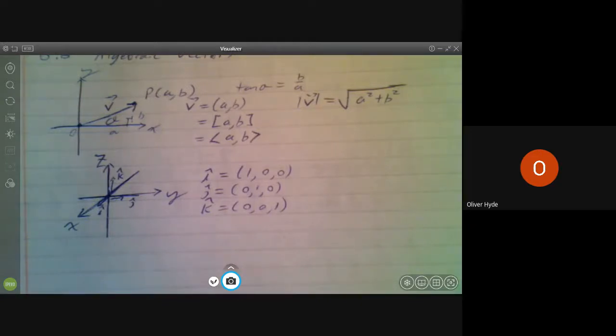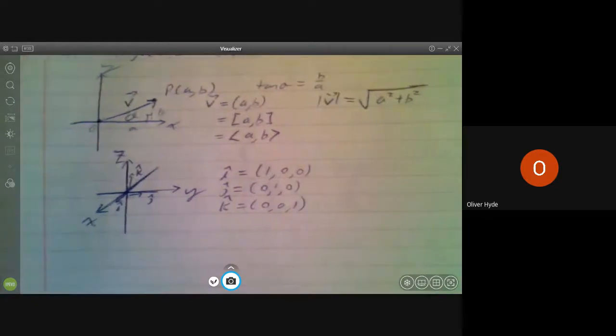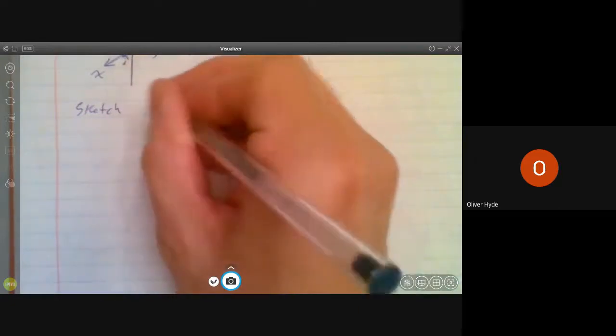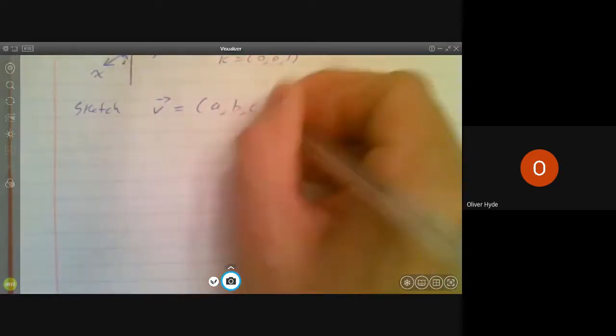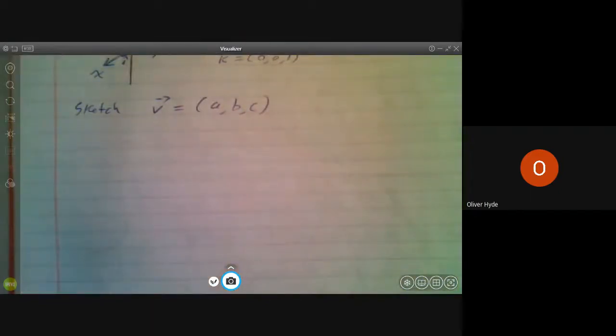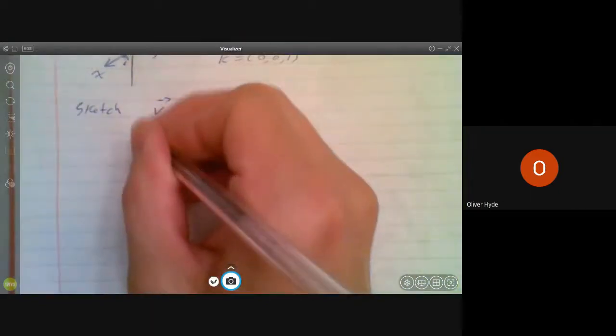Okay, sketching in R3, to help us develop the idea of magnitude, and then we'll see how I do with these direction cosines. So imagine you're asked to sketch the vector, well, I was going to pick numbers. Let's just keep it algebraic, a comma b comma c. Let's assume that a, b, and c are all positive.